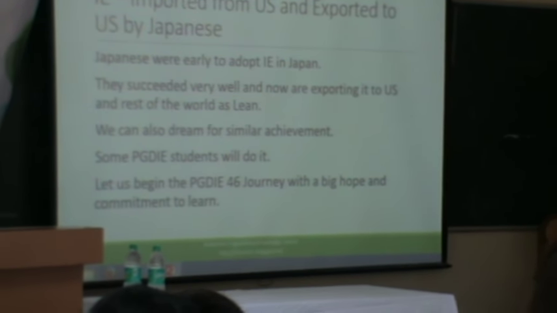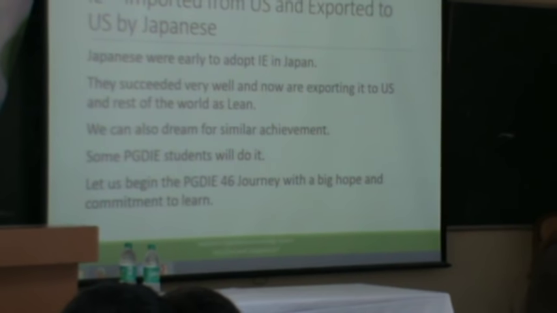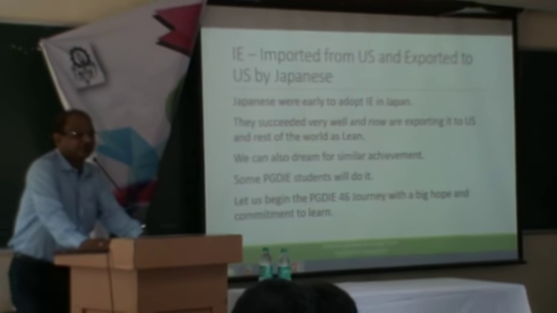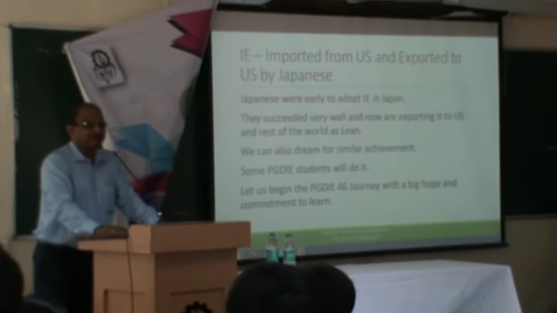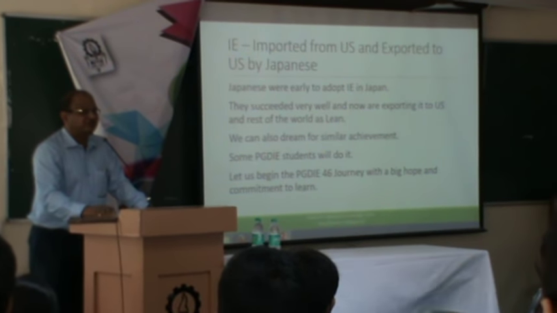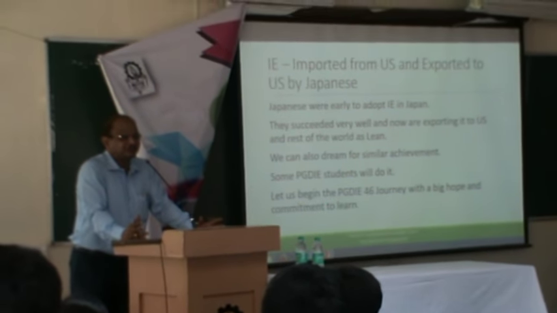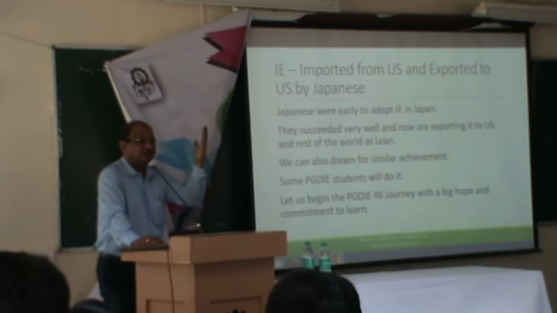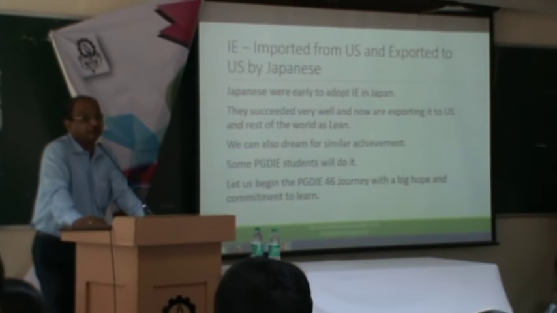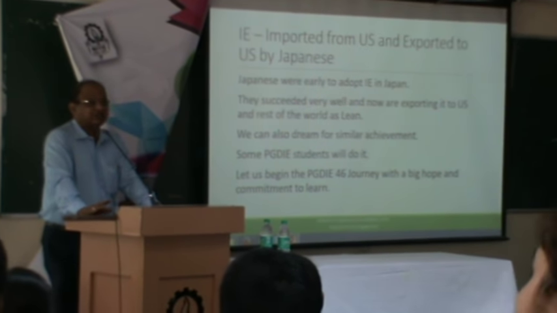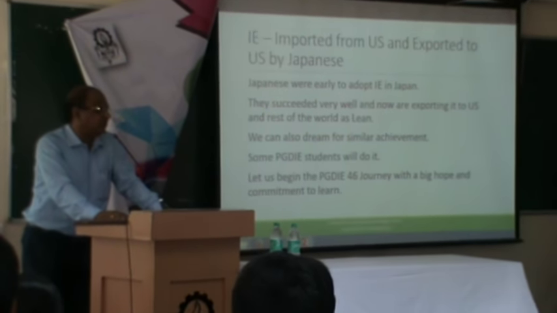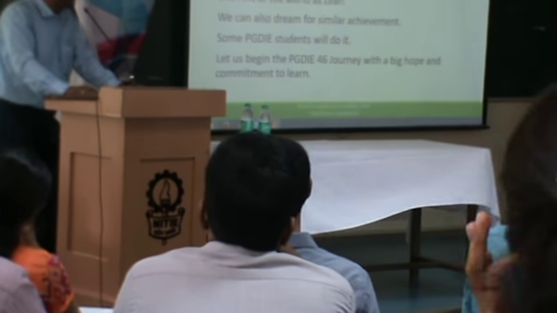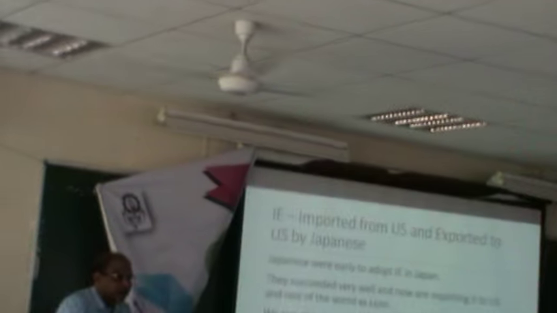The same thing can happen in India also. We can also dream that we are going to do that, and any of you could be the person doing it. You see only two or three Japanese names as great people: Taiichi Ohno and Shingo. These are the two names everybody talks about. It becomes an individual effort and achievement worthy of emulation by the world. So you should have that sort of dream and big goals. Let us begin the PG46 journey with a big hope and a commitment to learn.